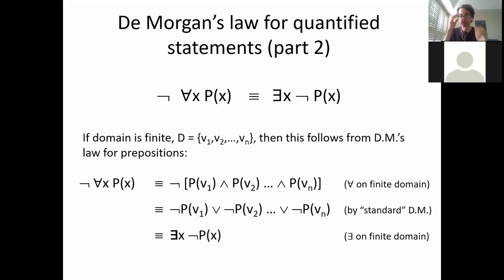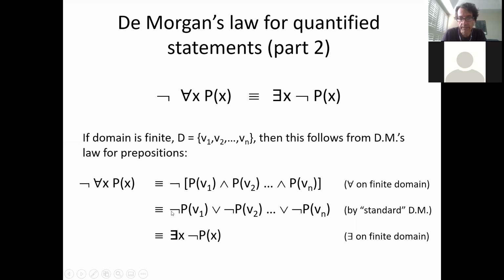Sorry about that. So it is a standard De Morgan in disguise, because for all X, P of X is nothing but a big conjunction that says that predicate P holds on all arguments in the domain. And to negate that is to say that it either does not hold on the first or not on the second, and so forth. It's a disjunction of negations.